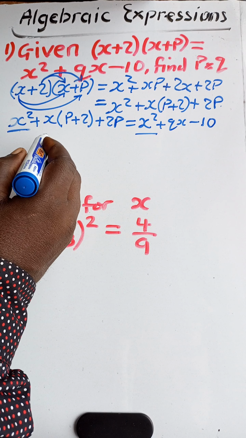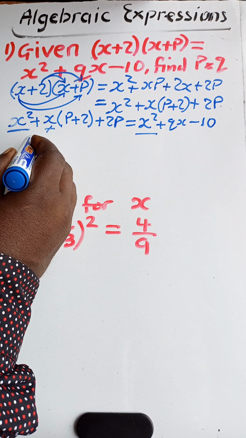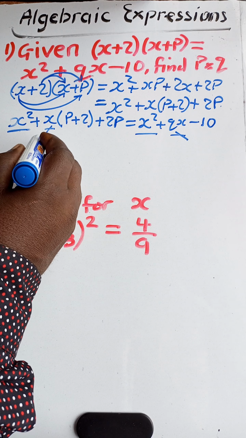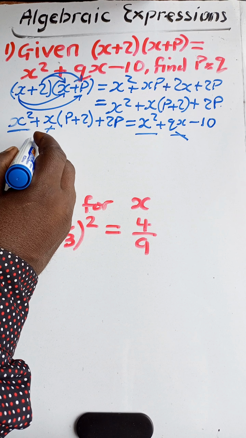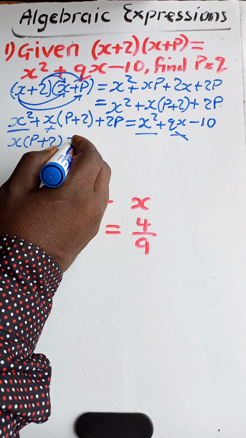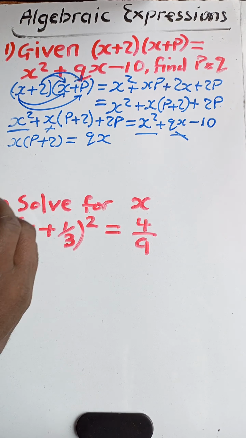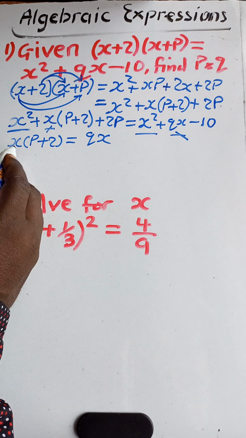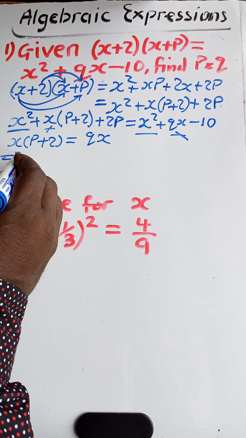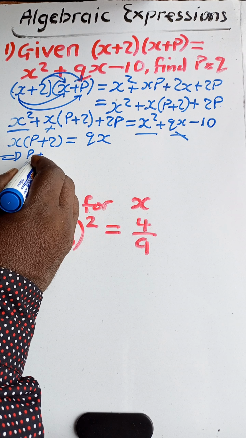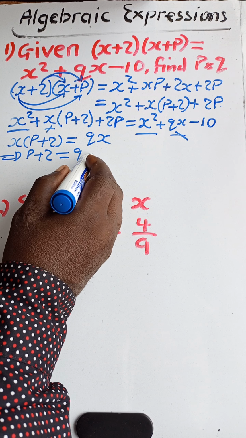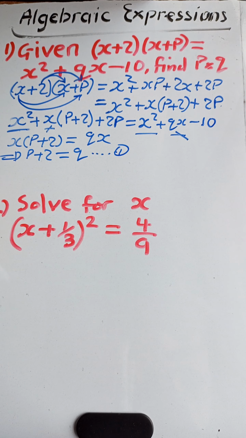Now let's go to the x term. We have x into p plus 2 here, and we equate it to the x term there, qx. For this to be equal, the coefficient here must be equal to the coefficient there. So that means that p plus 2 must be equal to q. We can call that equation 1.